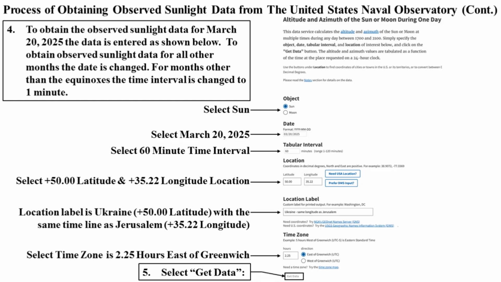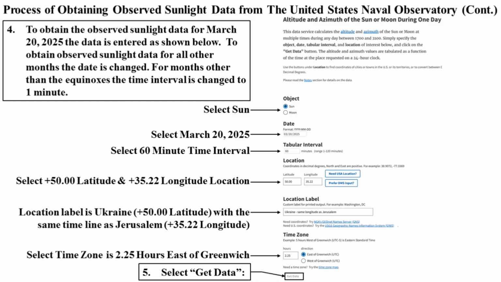To obtain observed sunlight data for all other months, the date is changed. For months other than the equinoxes, the time interval is changed to 1 minute. Select Sun, select March 20, 2025, select 60-minute time interval, select plus 50 latitude and plus 35.22 longitude location. Location label is Ukraine, which is plus 50 latitude with the same timeline as Jerusalem, plus 35.22 longitude. Select time zone is 2.25 hours east of Greenwich.